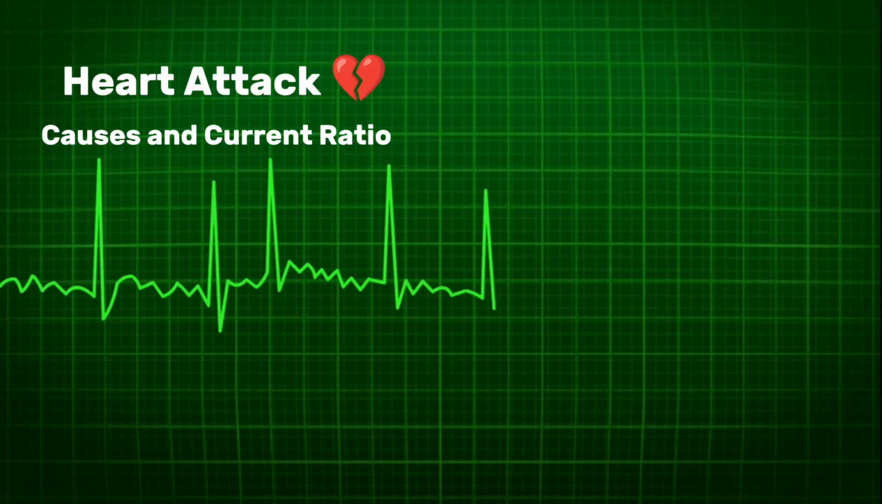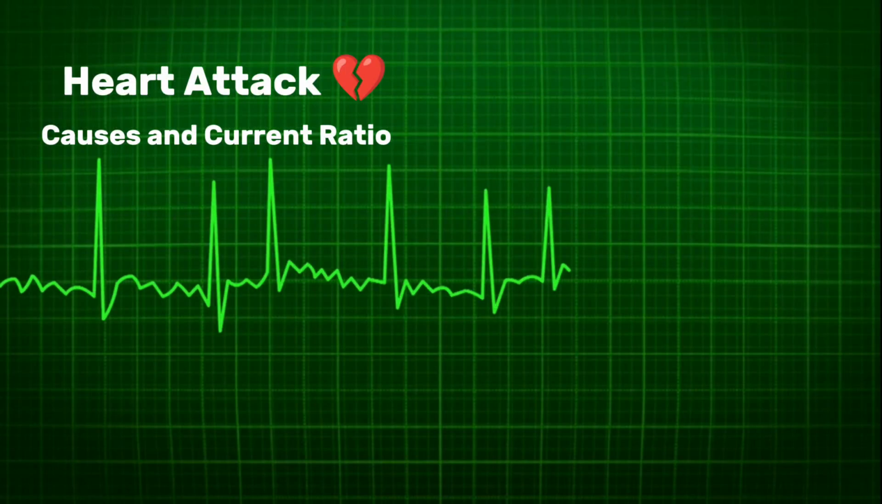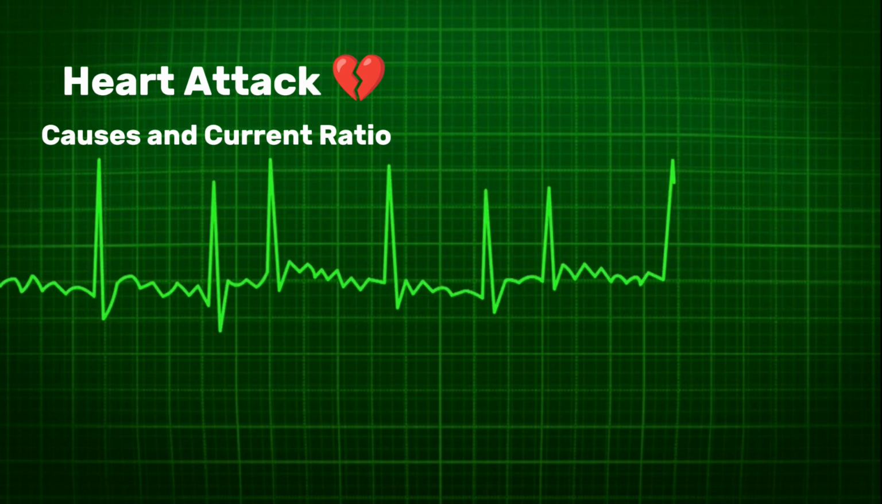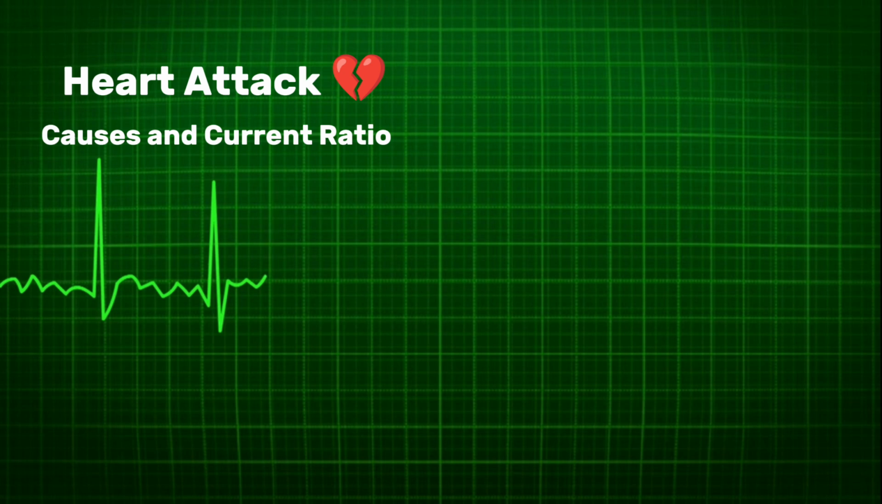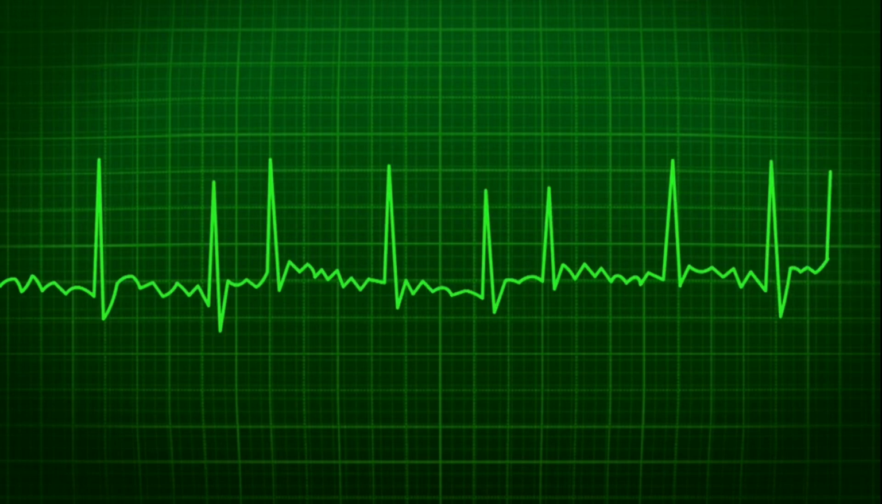Heart attack, causes and current ratio. A heart attack, also known as myocardial infarction, occurs when there is a blockage in the arteries supplying blood to the heart. This blockage typically results from the accumulation of fat, cholesterol, and other substances in the arteries, a condition known as atherosclerosis.